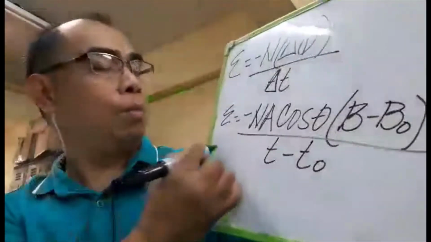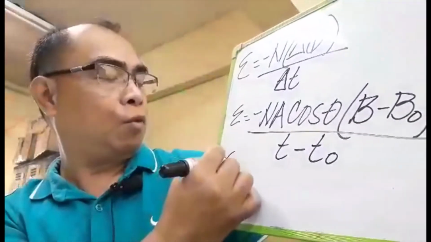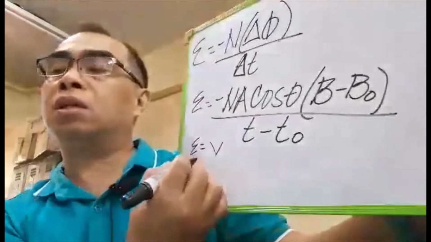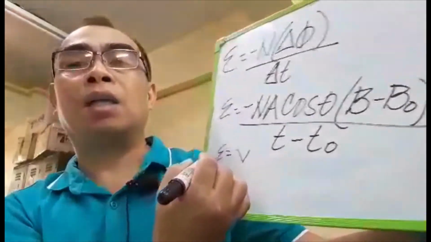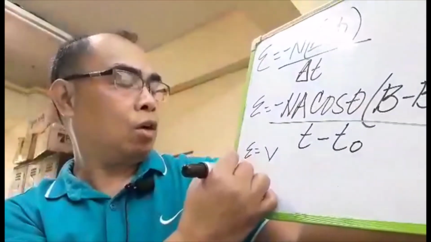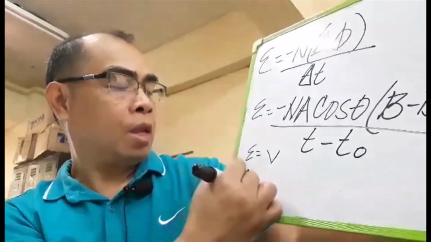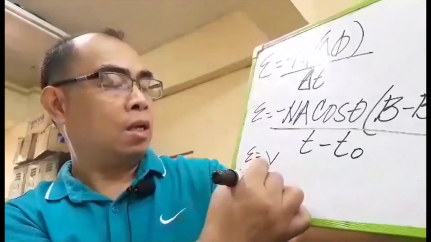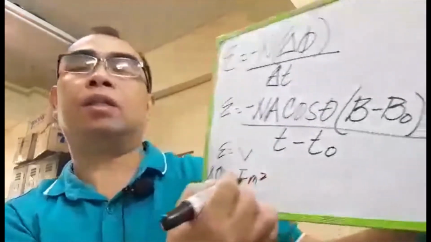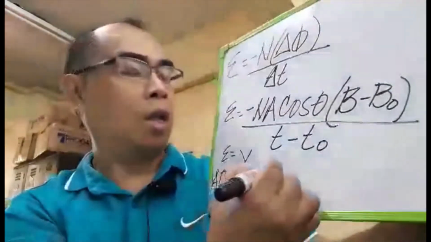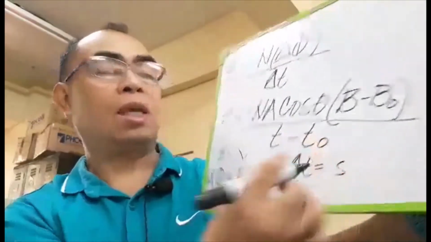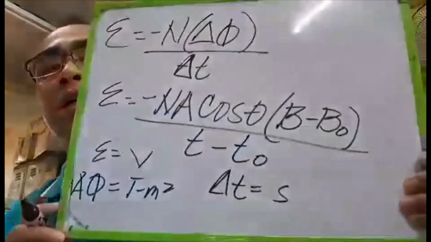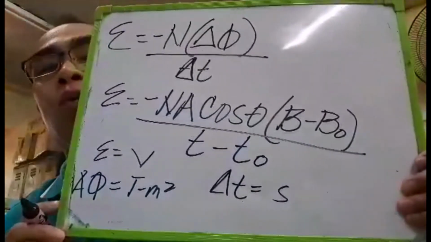But always remember, induced electromagnetic force, the unit is in volt. Change of magnetic flux is equal to Tesla meter squared. And of course, the change of time is in seconds. So these are the units that we have to get acquainted with.